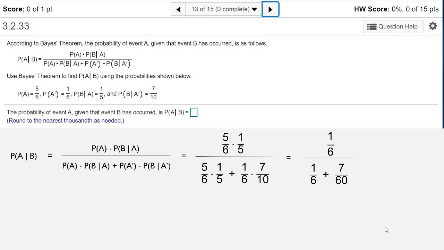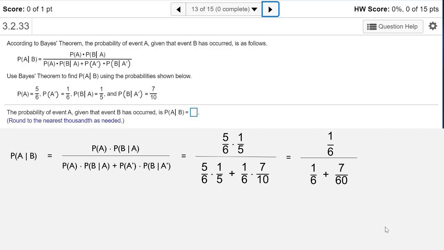Now, we can't cancel those 1/6. I know a lot of people want to do that. But when there's addition on the bottom, you can't cancel like that. You can't reduce. So what we have to do instead is find a common denominator on the bottom so that we can get to just one fraction down there. So the denominator would be 60.